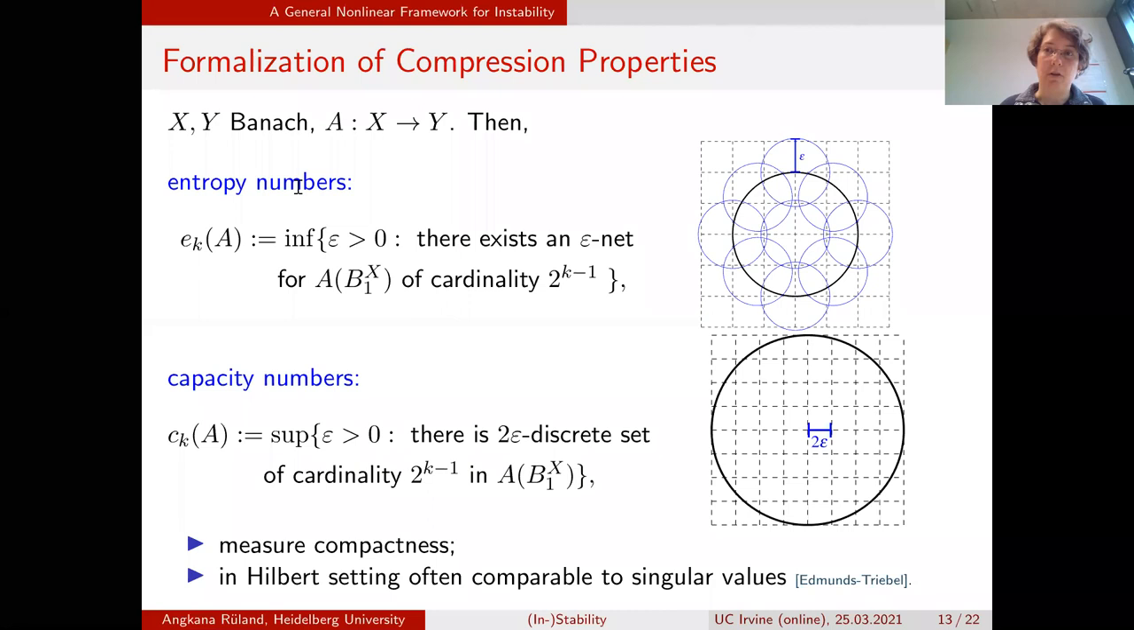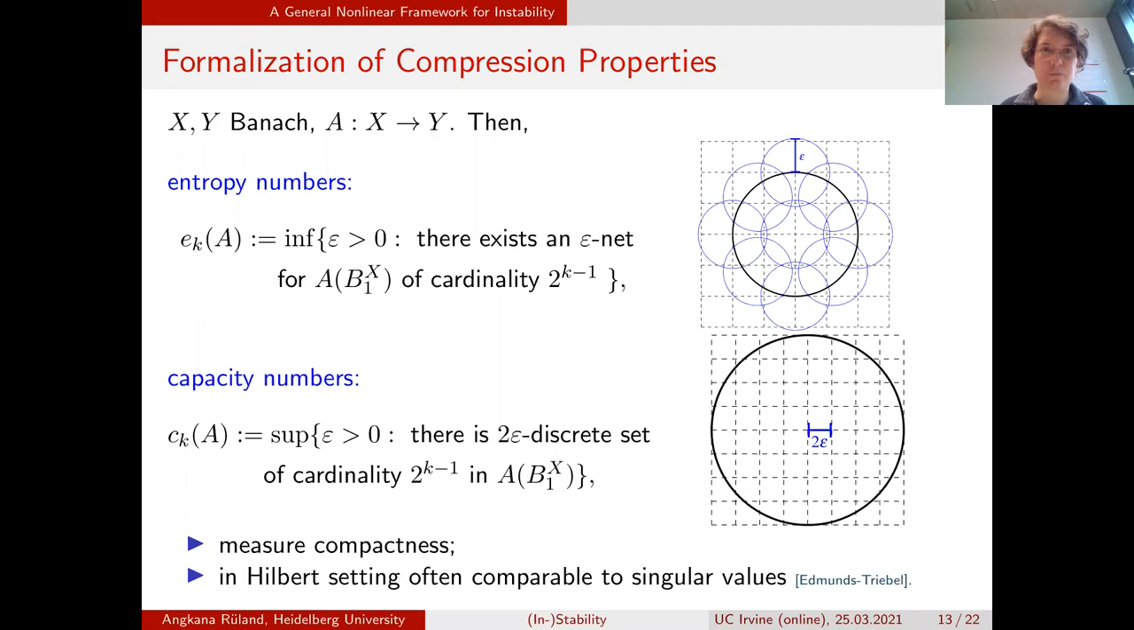And so it's not so surprising that these two numbers somehow measure compactness. So entropy numbers, for instance, go to zero with k going to infinity if and only if the operator is compact. You can also make this more quantitative in the form of a finite rank or whatever. But it's not so surprising that these are notions that exactly measure the compactness and compression, exactly the properties that we would like, and that in Hilbert space settings, this can be related to singular values.